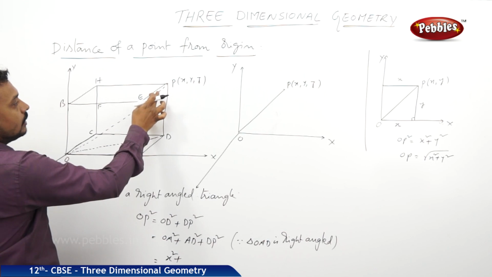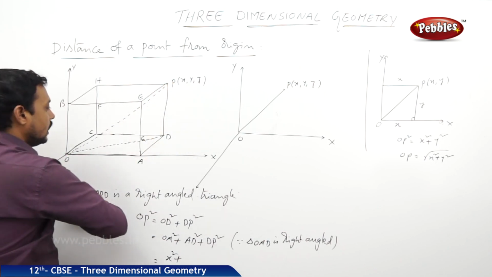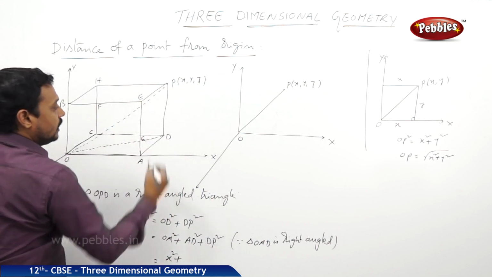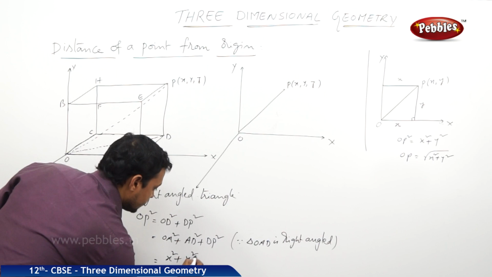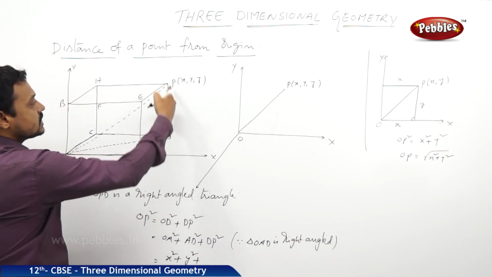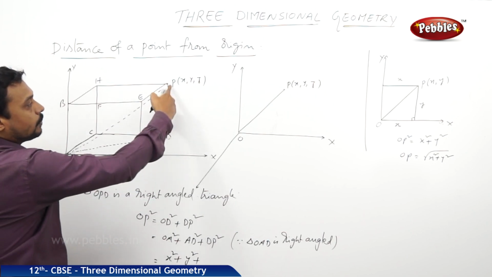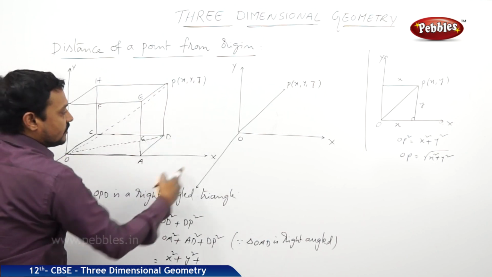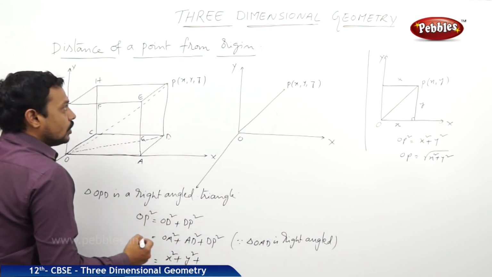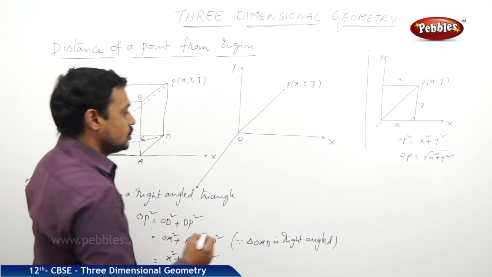What is EP? It is the distance of the point P from the XZ plane, so that AD is equal to EP, that is equal to y, hence it is y square. And DP. D is the foot of the perpendicular from P to the XY plane, so directly DP is equal to z, hence DP square is equal to z square.